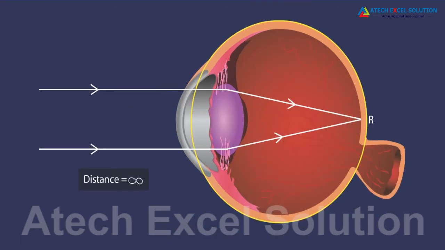The farthest point from the eye at which an object can be seen clearly by the eye is called the far point of the eye. For a normal eye, the far point is at infinity.